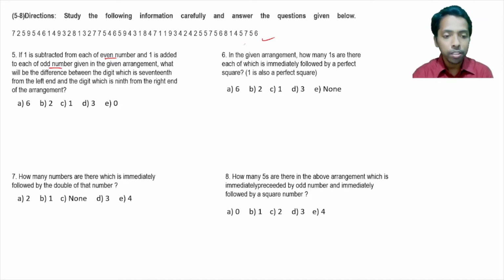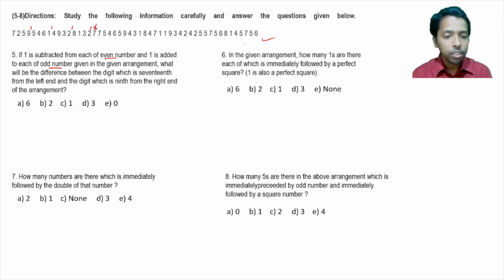What will be the difference between the digit which is 17 from left? 17 from left, that means 1, 2, 3, 4, 1, 2, 3, 4, 1, 2, 3, 4, 4, 4 in a grouping. It would be easy to get the answer in a faster pace. So this is 4, 4, 4 and 4, right? So 4 times 4, that means 16. So this is 7. This is the particular number for us now.